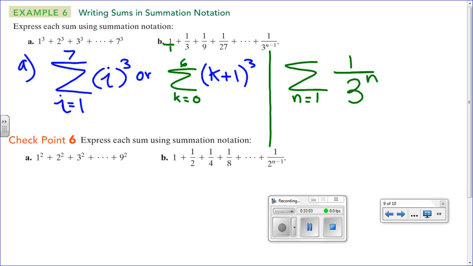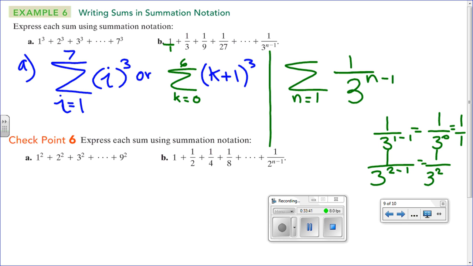However, if I put a 1 here, what am I going to get? I'm going to get 1/3. But I don't need 1/3. I need 1 over 1. So what do I need to do to that exponent? Would it be n minus 1? So that way, when we start at 1, it will be 1 minus 1, which is 1 over 3 to the 0, which is 1 over 1. Would it work with the next one? Yes. 1 over 3 to the 2 minus 1, so that is 1 over 3 to the 1. And that's how we get that.